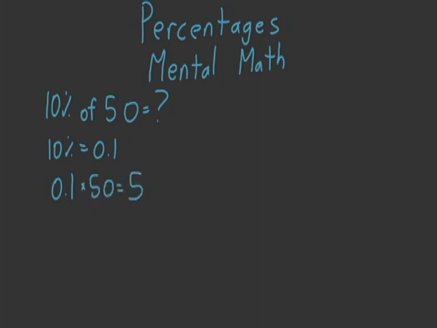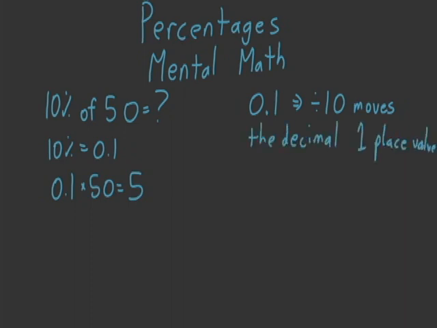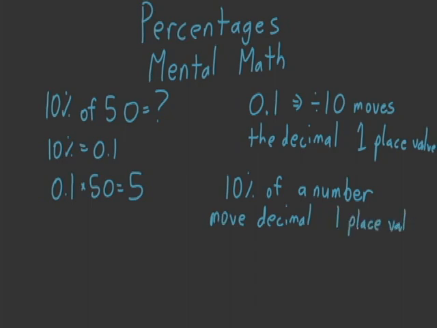Remember that when we have 0.1, essentially what we're doing is multiplying by 1/10, which is the same as dividing by 10. And when we divide by 10, we move the decimal one place value over to the left. That means if we want to find 10% of any number, all we need to do is move the place value 1 to the left. So if we want to find out 10% of 50, all we need to do is take the decimal and move it over one place value to the left, or divide by 10, and we get 5.